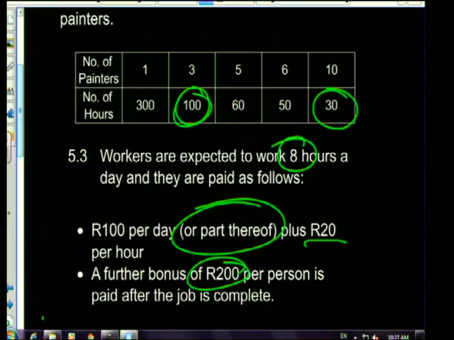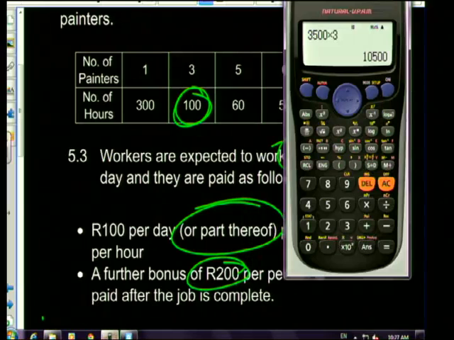What happens now, folks, if I employ 10 people? First of all, how long is it going to take them? 10 people is going to take 30 hours per person. So let's go through this again. 30 hours is how many days? Out comes our calculator.